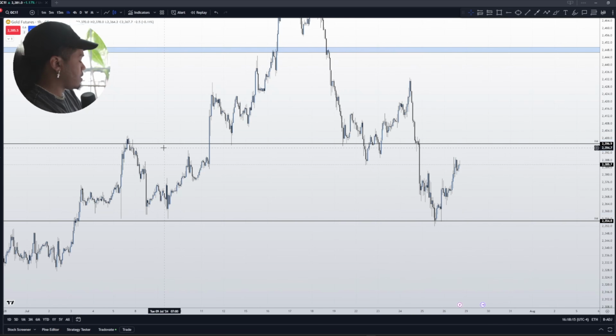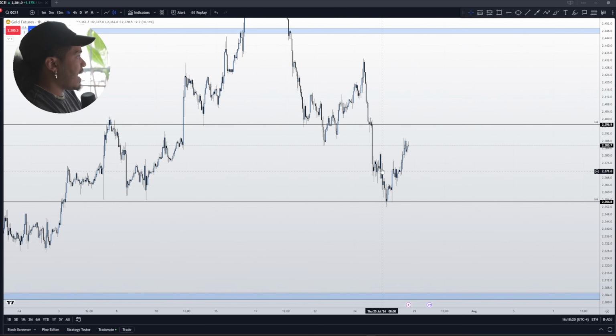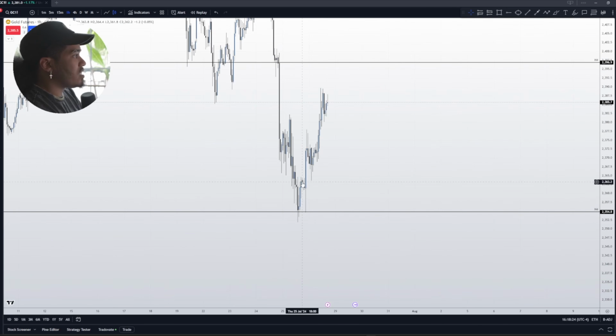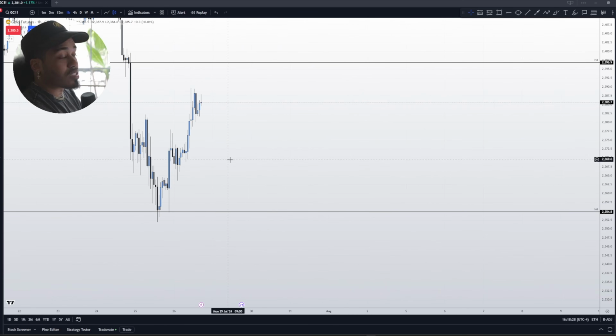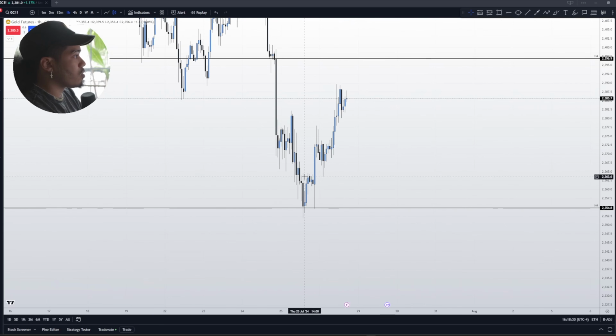Let me just take this off. I don't want you to get confused. You guys already know these are the levels there. So at this zone, I see that buyers are stepping in again, right? And then we see massive rejection around here. So now we are at the 1 hour time frame. Remember, this is the 4 hour and this is the 1 hour right here now on the time frame.